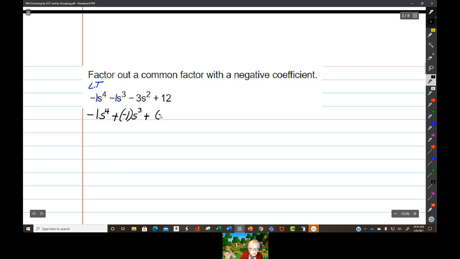Now I'm going to leave it this way for a minute, and then you're going to see I have to change it. Okay, here is the leading coefficient and it's a negative 1. I'm going to have to actually pull out a negative 1 from each term. Now that's easy here and here. It's already there. But here and here, I'm going to have to work a little bit to figure this out.